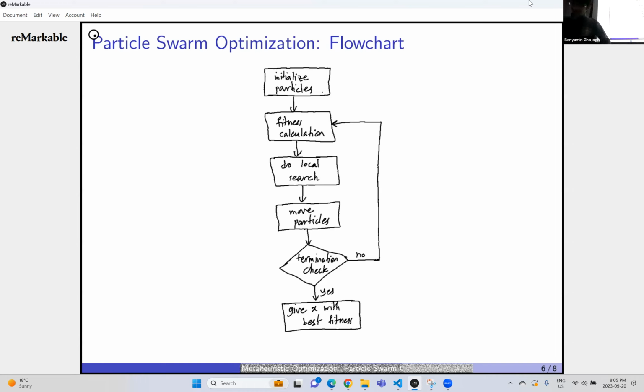Doesn't matter. I think it's obvious. And if it's not terminated, do the fitness calculation again, do the local search again, move particles again, and do the next iteration. So this is the outer loop for iterations. Otherwise, return X with the best fitness.